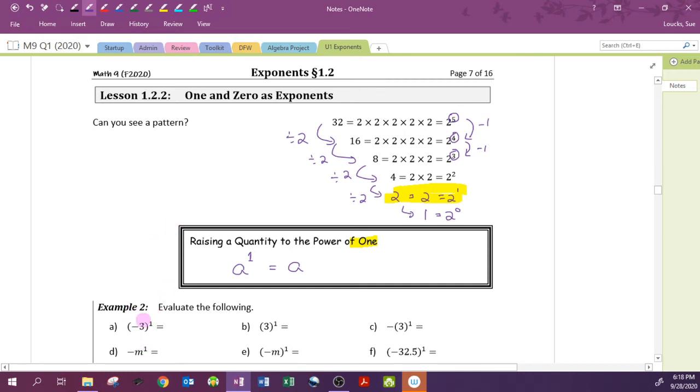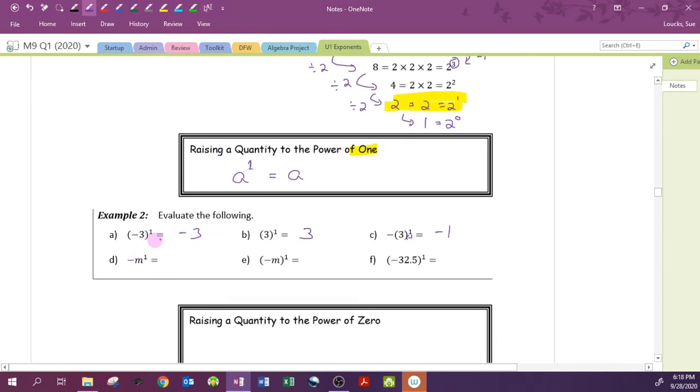So, for example, negative 3 to the power of 1 is negative 3. 3 to the power of 1 is 3. C is a little tricky. 3 to the power of 1 is 1, but then I have this negative sign here because remember this exponent is only affecting the brackets, right? So this answer is negative 1. This one, the m to the 1 is just m, but it's still negative because the exponent isn't affecting the negative.